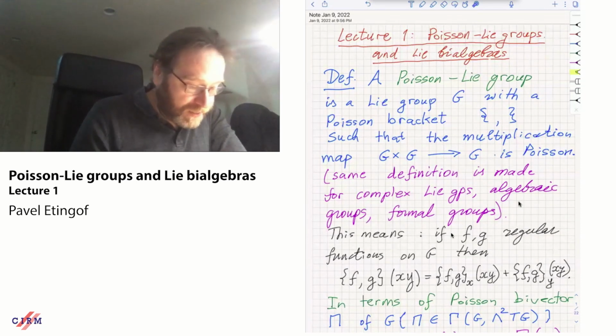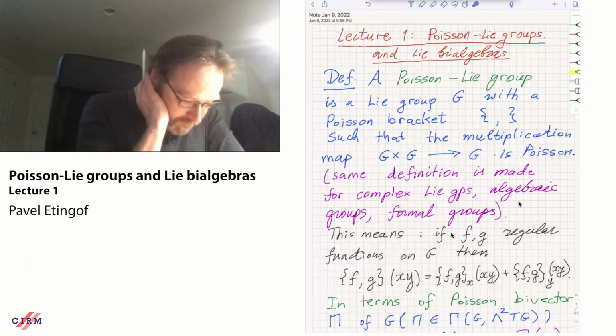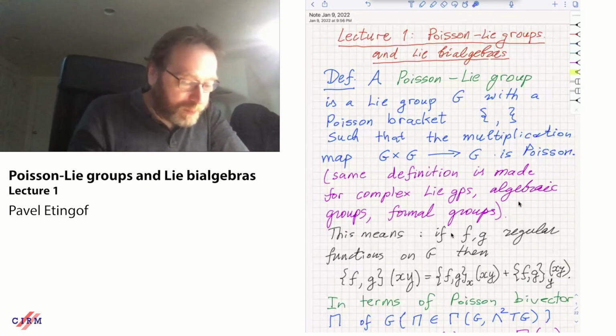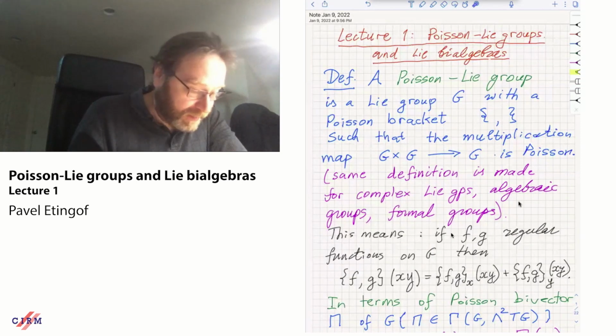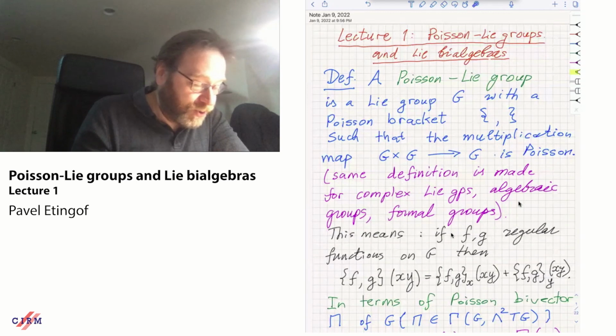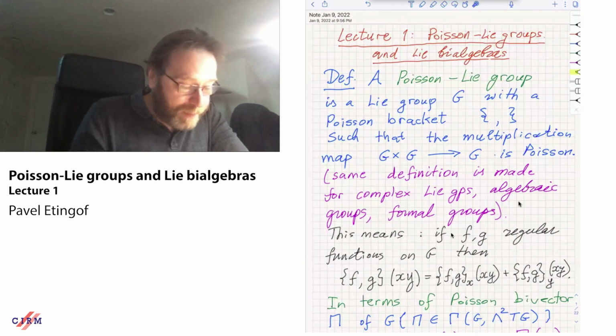The condition is, of course, if you have two structures on the same set, you want to have some compatibility condition to have a reasonable theory, and the compatibility condition is the most natural one you can imagine. It is just the condition that the multiplication map G cross G to G is a Poisson map. So what does it mean? Well, it means it's a map that preserves the Poisson bracket.